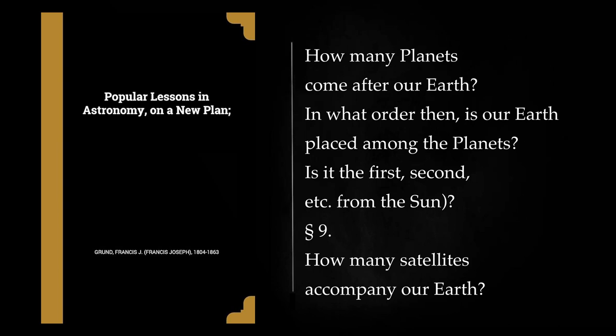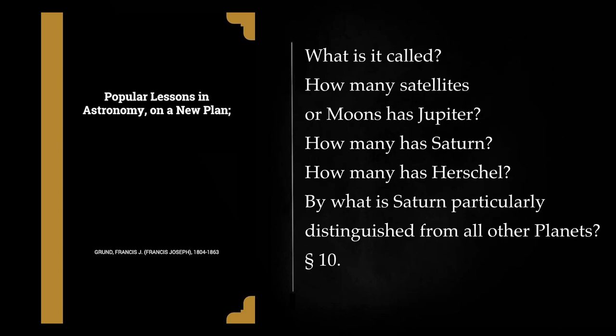Section 9. How many satellites accompany our Earth? What is it called? How many satellites or moons has Jupiter? How many has Saturn? How many has Herschel? By what is Saturn particularly distinguished from all other planets?